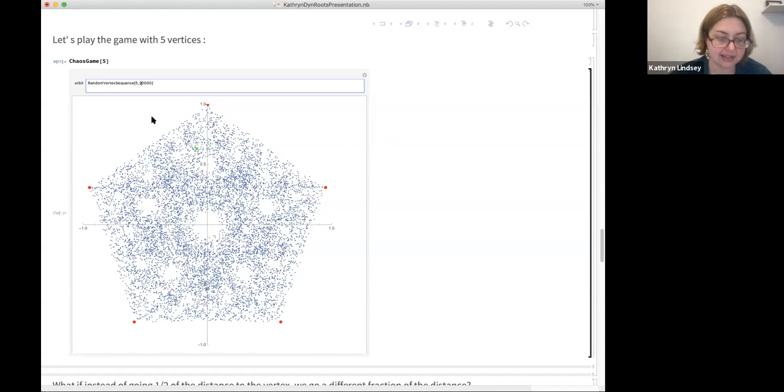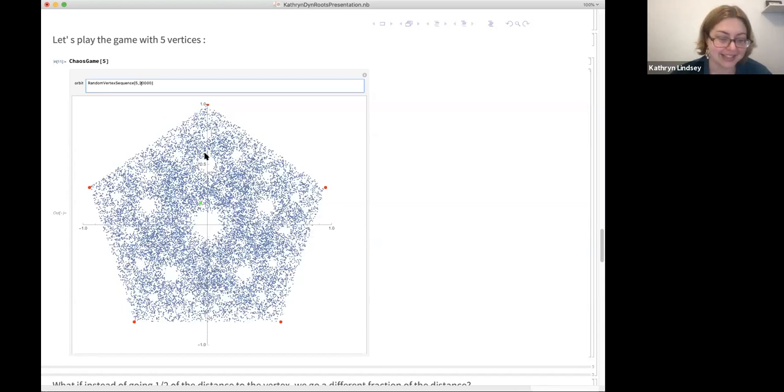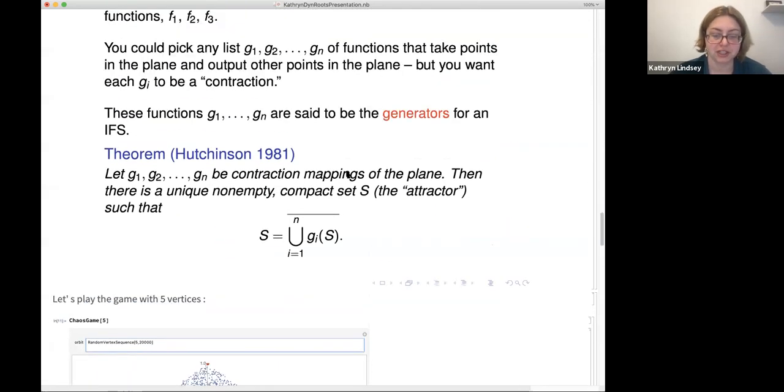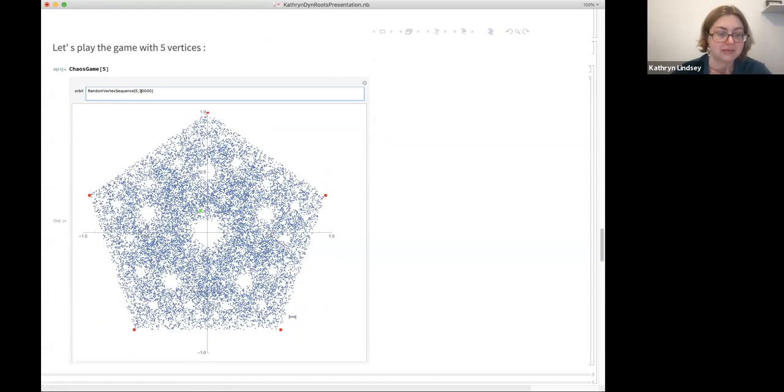So this set, oh, I got overly greedy. I asked for 20,000 points, it's thinking. So this set will be made up of 5 smaller pieces. And it's the unique set that has the property that the whole set is made up of these 5 smaller pieces that have the structure that each one is the image of the whole set under one of the generating maps.